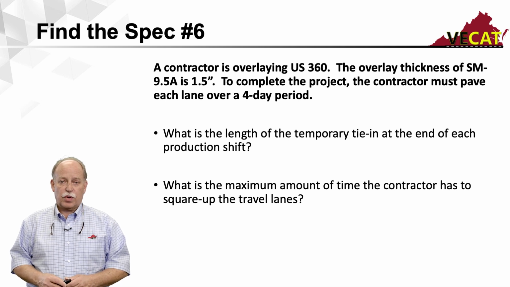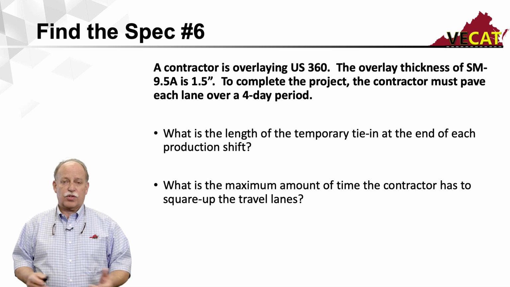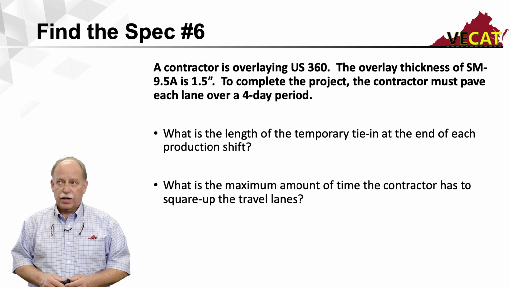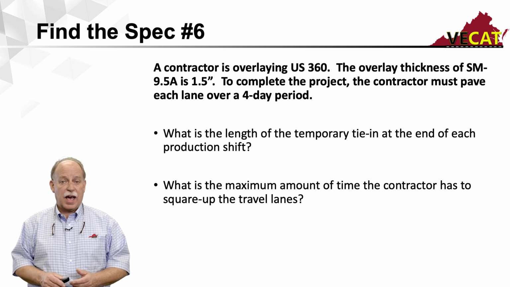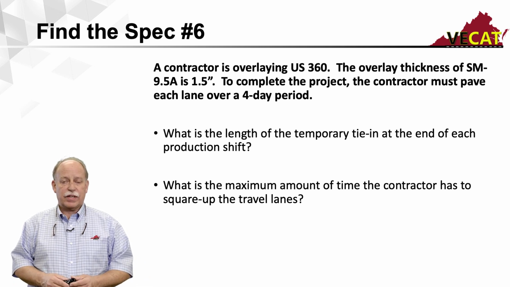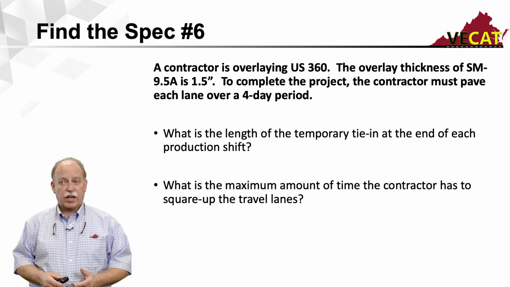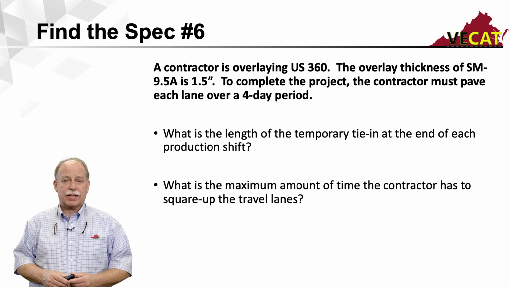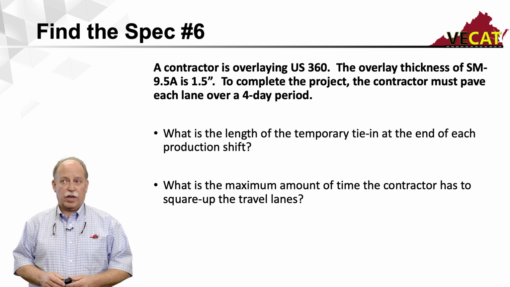Okay, so your question number 6, the contractor's overlay in US 360. The overlay thickness for the SM 9.5 is 1.5 inches. To complete the project, the contractor must pave each lane over a 4-day period. So, first question, what is the length of the temporary tie-in at the end of each production shift? And the second question is, what is the maximum amount of time that the contractor has to square up those travel lanes?